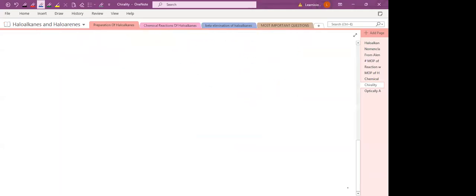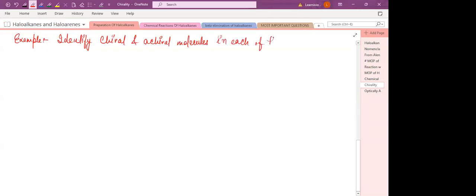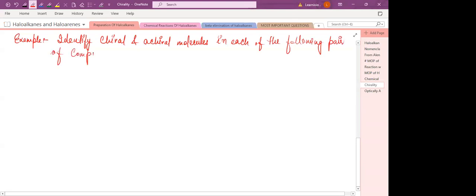Okay, so write down one question. This is from your NCERT example. Identify chiral and achiral molecules in each of the following pair of compounds.